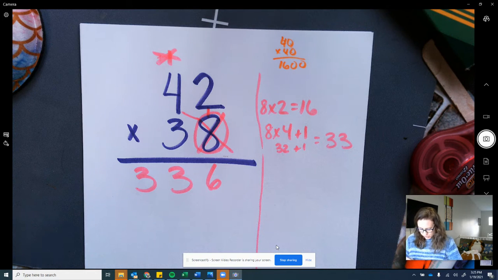Oh my goodness. Would you please? My marker doesn't want to put the lid back on. I don't like it when it does that.